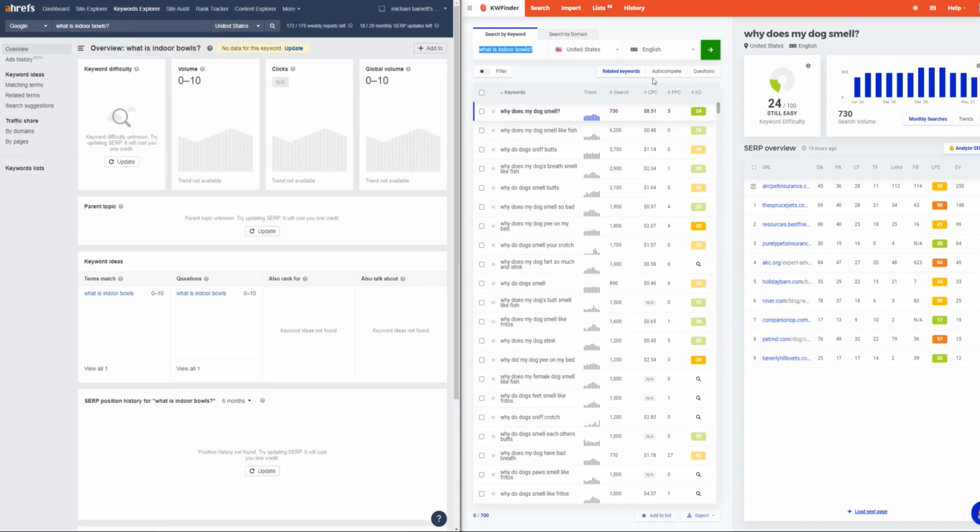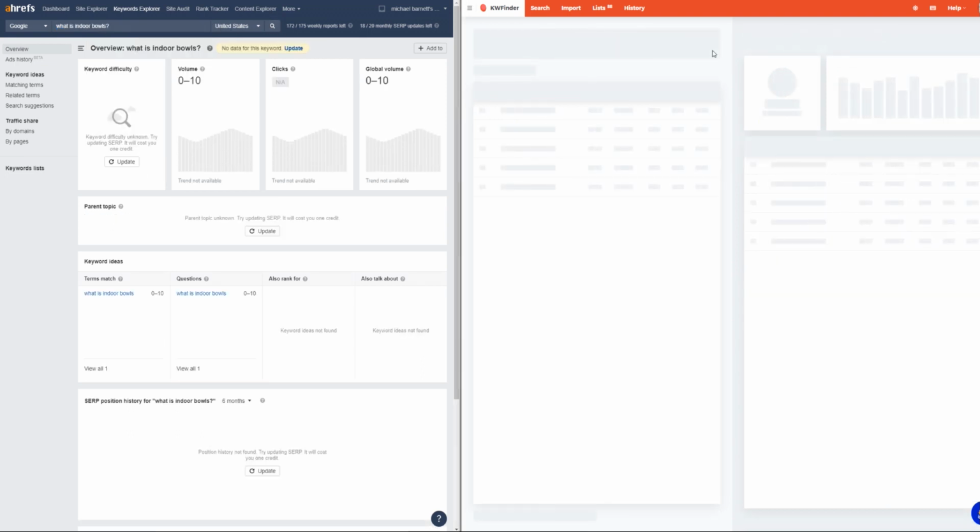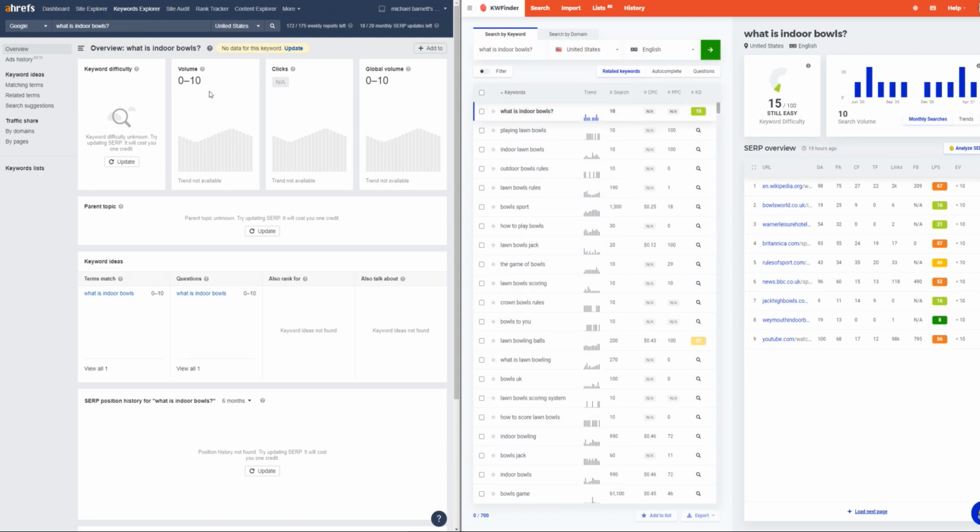So there we go. Search that. It wants us to update over here, fair enough. So on the KWFinder, it's got keyword difficulty of 15. We got bowls, beginner's guide.